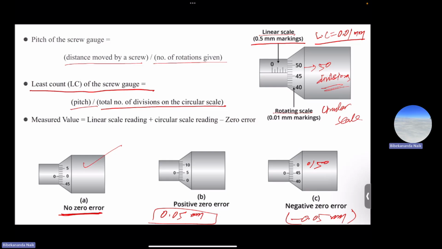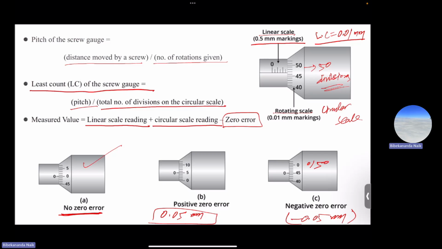So here you see, after one rotation it will move 0.5 mm marking. If it moves 0.5 mm marking, its least count is 0.01 mm. But if it moves 1 mm marking, then its least count will be 0.02 mm, like that. So now how to measure the value? First it will be linear scale reading, then circular scale reading, and if there is any zero error, it will be subtracted from that value.